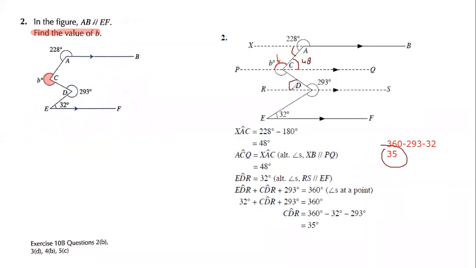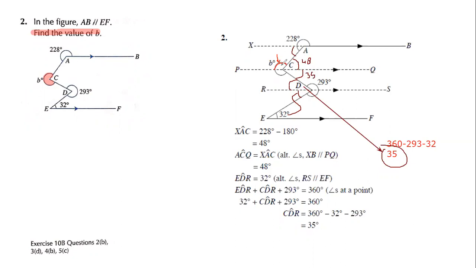This angle, because we know that the angle here is 32 degrees because these are alternate angles. So now these two angles are also alternate angles. So I would say that the angle here becomes 35 as well.